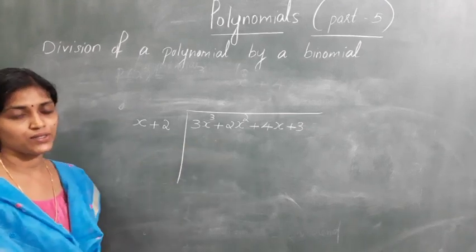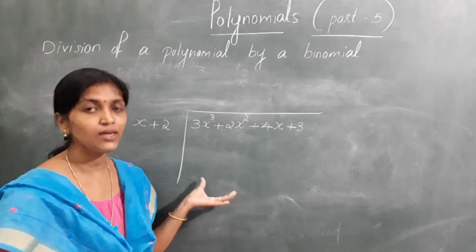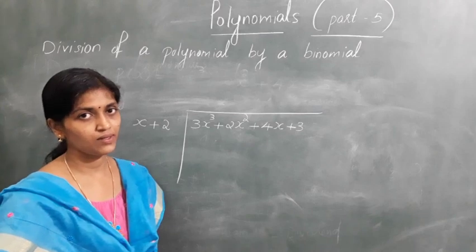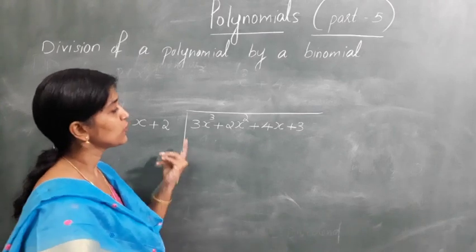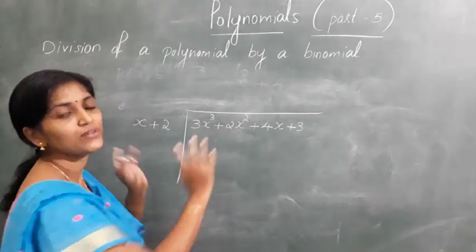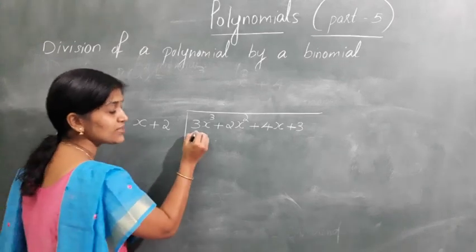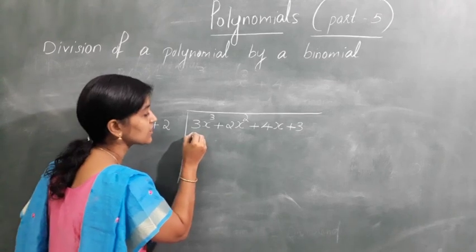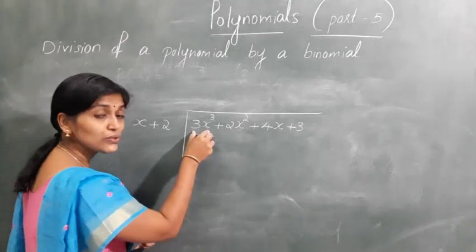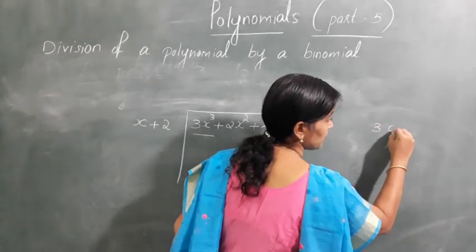Now we are going to divide here. This is our dividend, this is our divisor. We are going to study how to divide a polynomial by a binomial. Okay. The first step, I told you, is to write the polynomial in the standard form. So we wrote the polynomial in the standard form, both the dividend and divisor. The next step, listen. What is the first term of the dividend here? It is 3x cubed.